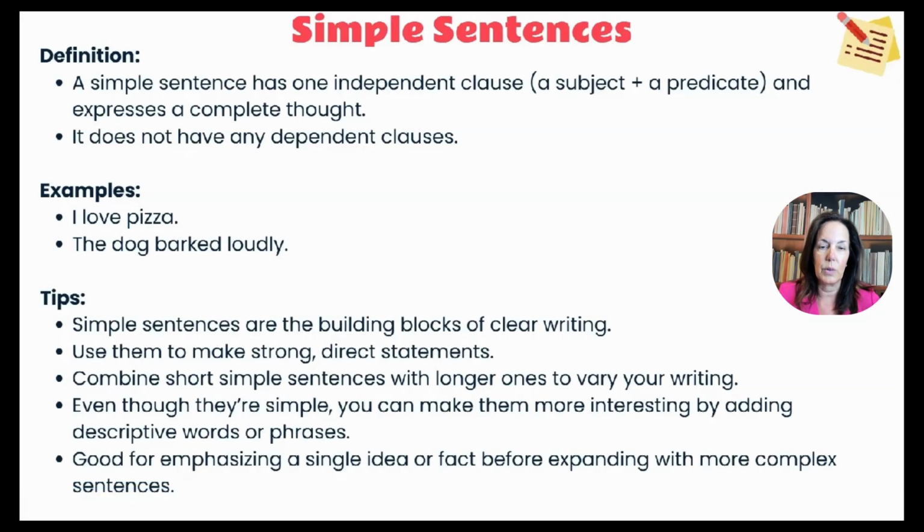Okay, we're going to go over three different types of sentences. The first is a simple sentence. A simple sentence has one independent clause, subject plus predicate, and expresses a complete thought. It does not have any dependent clauses. So, for example, I love pizza. The dog barked loudly. Here are some tips.